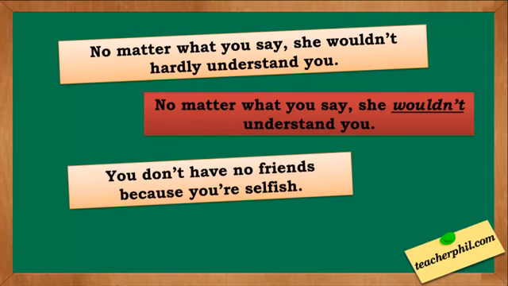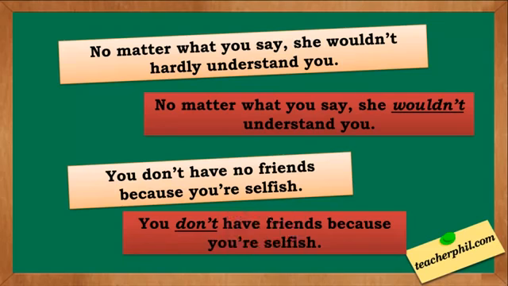Or we could also say she would hardly understand you. The last one, you don't have no friends because you're selfish. The correct answer is you don't have friends because you're selfish. The negatives here are don't and no. We can say you don't have friends, or we could also say you have no friends. Did you get them right?